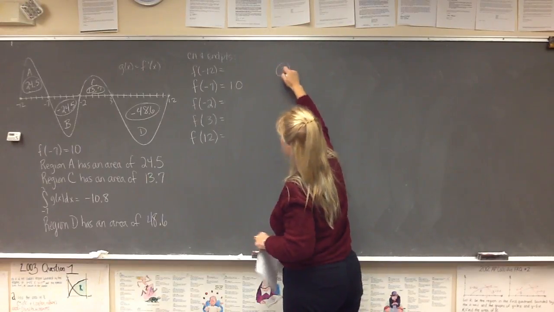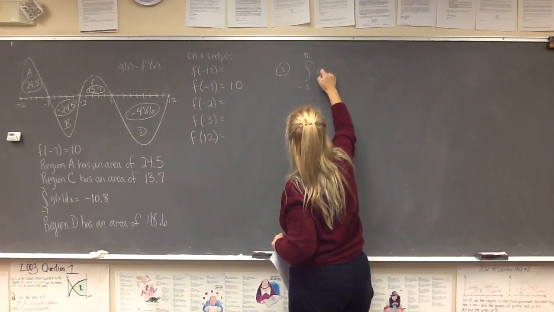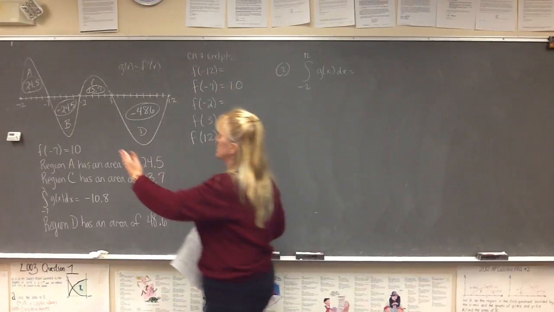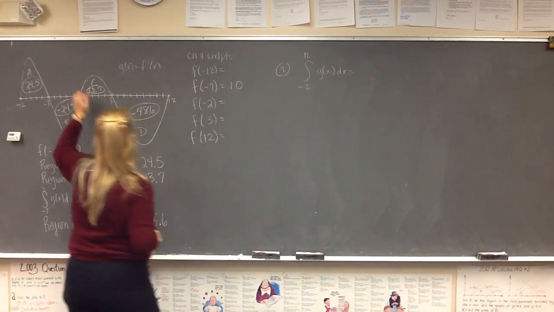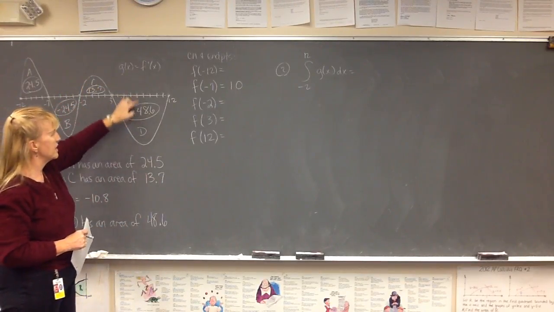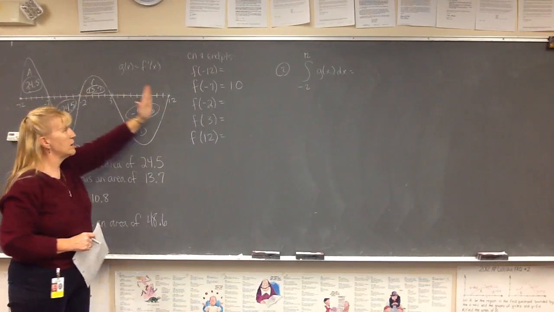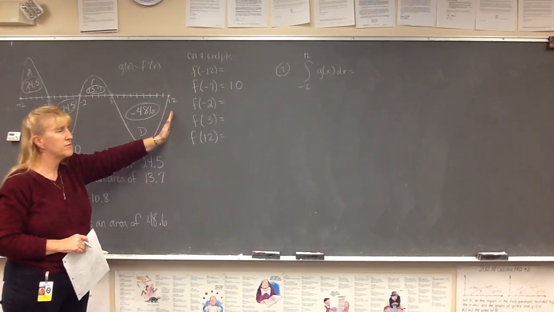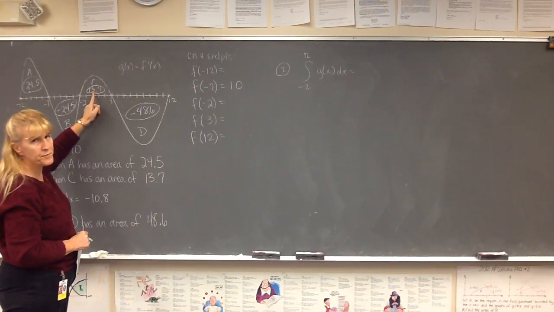Question 2 says, what is the integral between -2 and 12 of g of x dx? -2 all the way to 12. If I were to add up all these rectangles and come down here and add all these rectangles that are beneath the x-axis, what would my overall sum of all those areas be between -2 and a positive 12? I know the answer is going to be negative because I have a lot more negative than positive.